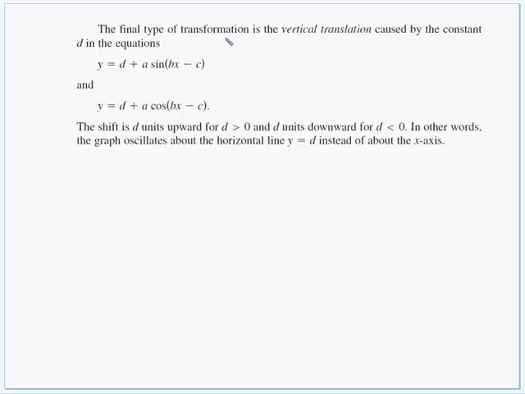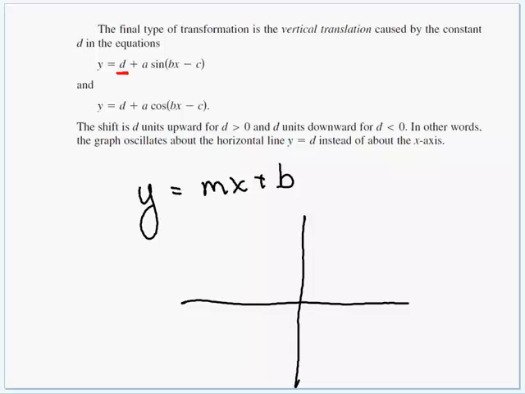Now, a final type of transformation is a vertical translation caused by this variable. I like to tie this into y equals mx plus b. When we were graphing straight lines, this plus or minus b was our y-intercept. If this was, let's say, 1x plus 0, it would go right through the origin. Oops, that was pretty bad drawing, but I can just move it down. Here would be 1x plus 0. This would be 1x plus 1, y-intercept of 1. 1x plus 2, intercept of 2.